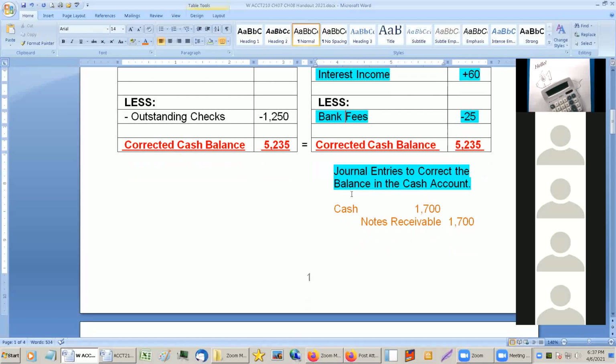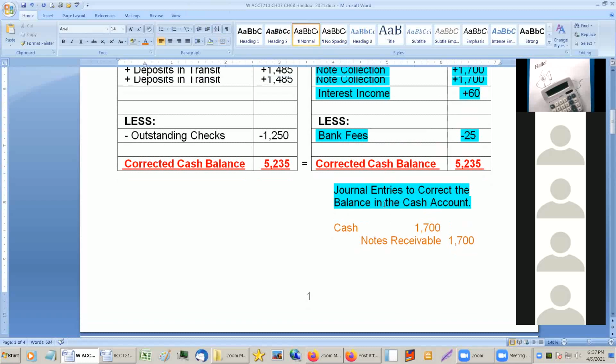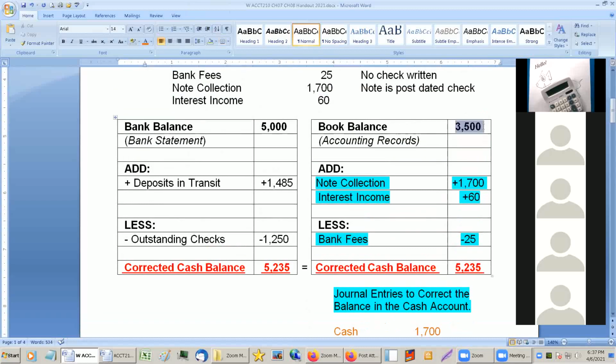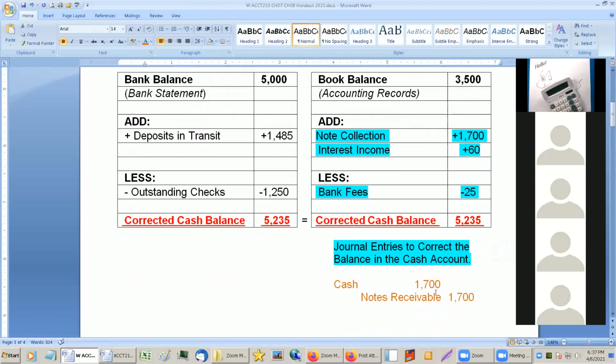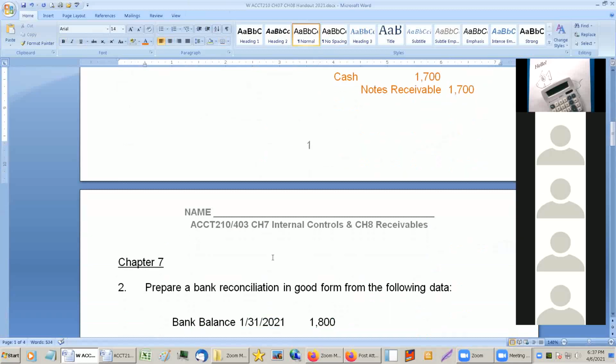And this is one of the reasons why you do it, by the way, so that you can know exactly what's in your cash, because it makes a difference. If you think you have 3,500 and you really have 5,000, it could make a difference in how you run your business.